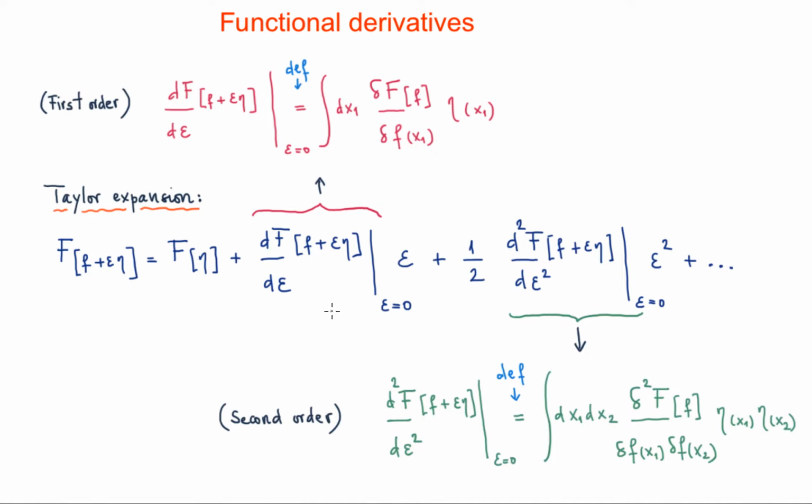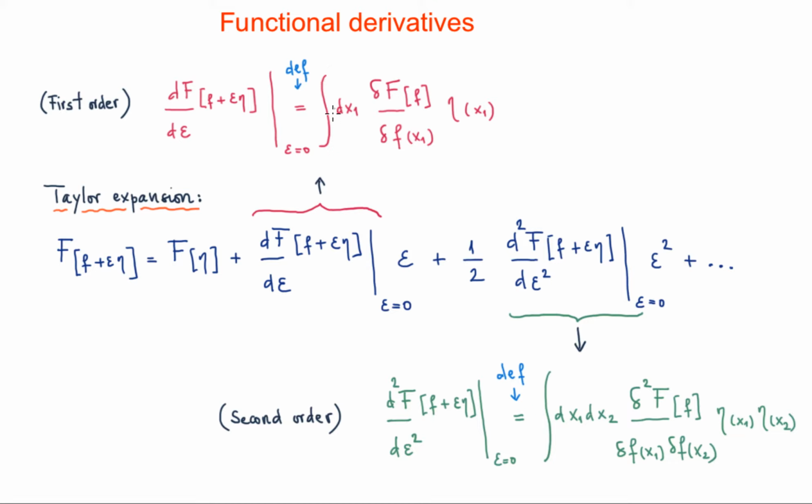And now we are going to make the definition of a functional derivative. The first order functional derivative is going to be related to the first derivative with respect to epsilon, and the second order functional derivative is going to be related to the second order derivative of F with respect to epsilon. So that's going to be the definition of the first order functional derivative: the derivative of F with respect to epsilon at epsilon equals 0, this term here, is going to be, by definition, written in this way.